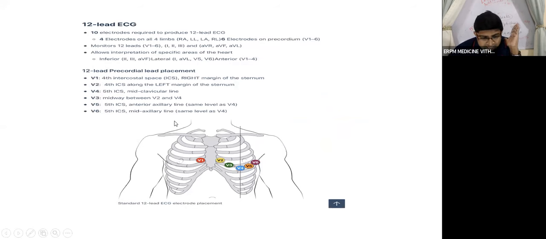The word lead is different. The word electrode is different. By putting 10 electrodes, we are getting an outcome. What is the outcome? A 12 lead ECG. You got it, guys? The word electrode is different, the word lead is different.